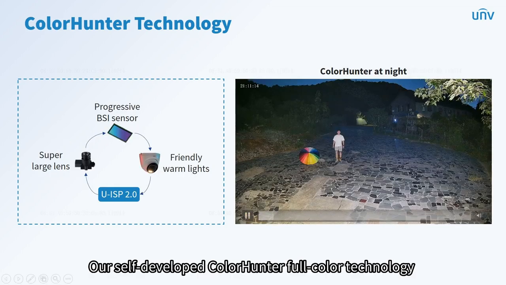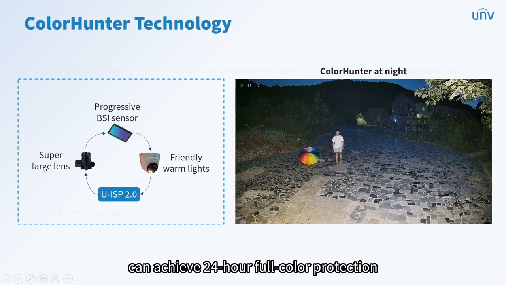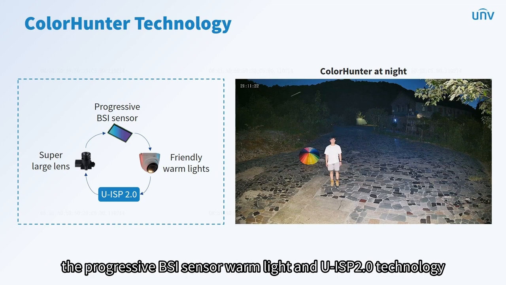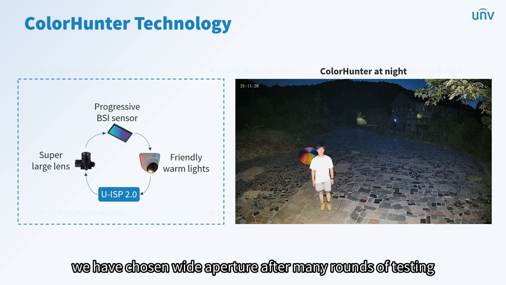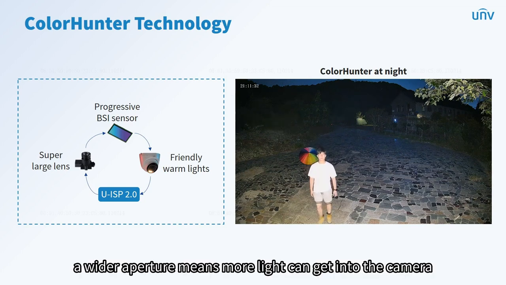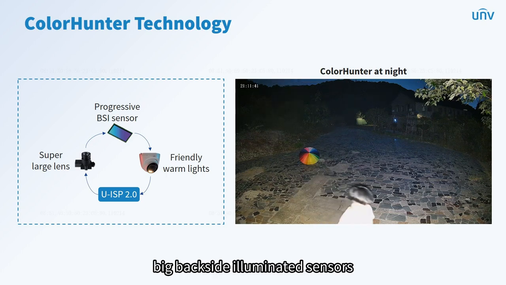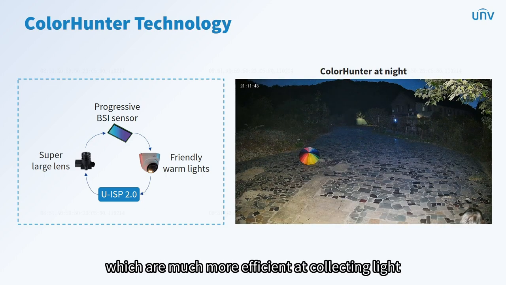Our self-developed ColorHunter full-color technology can achieve 24-hour full-color protection, which is achieved from the combination of the super-large aperture, the progressive BSI sensor, warm light, and UISP 2.0 technology. We have chosen wide aperture after many rounds of testing. A wider aperture means more light can get into the camera. Besides, ColorHunter IPCs are equipped with big backside illuminated sensors, which are much more efficient at collecting light.